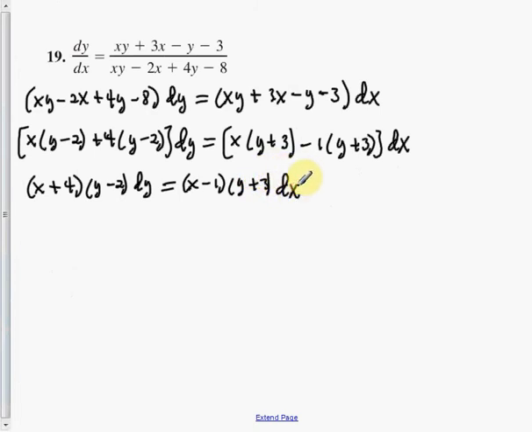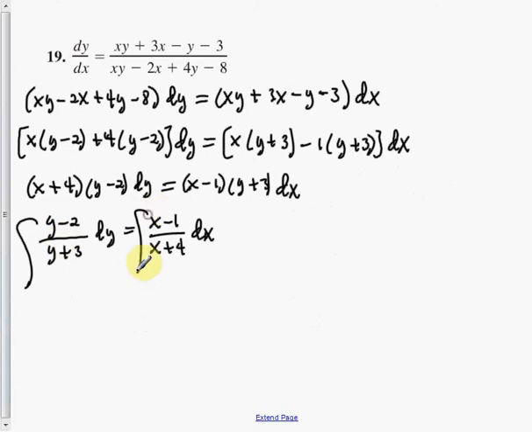Now we separate the variables, right? So we divide both sides by x plus 4, divide both sides by y plus 3. So we have y minus 2 divided by y plus 3 dy is equal to x minus 1 all over x plus 4 dx. This is a good problem. So now we integrate. And just put the integration sign right there, right?